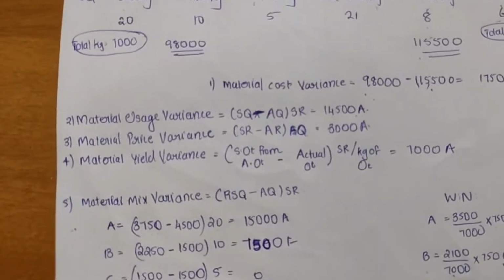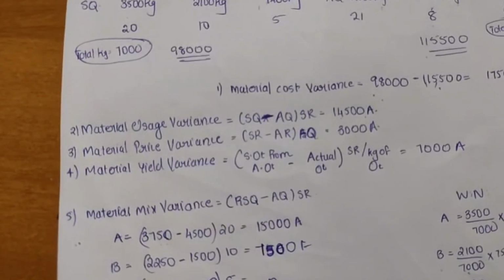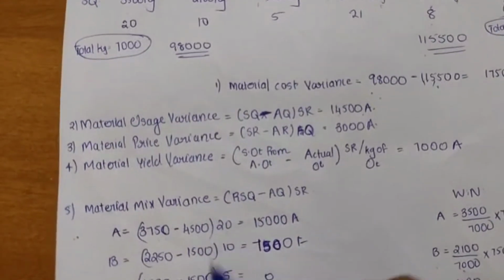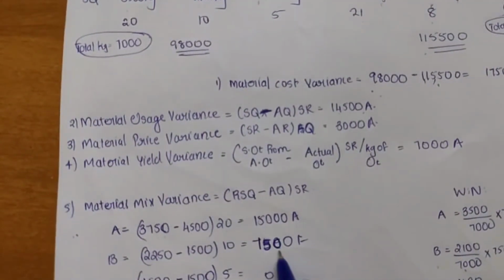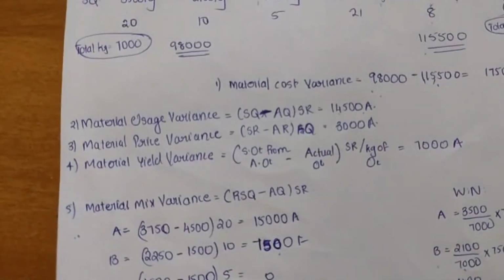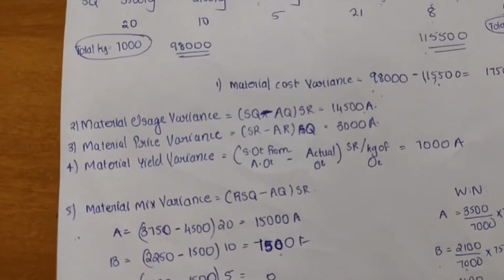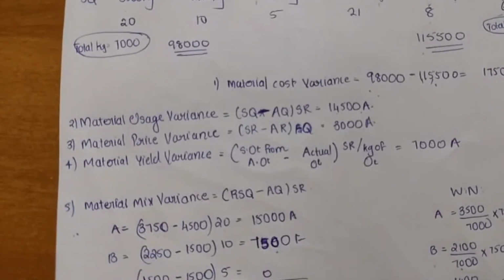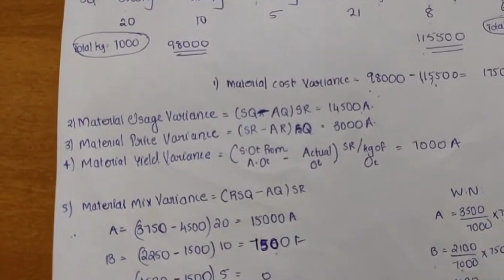in here it is 0, right? So it's 0 into 5, 0 only. So we are not considering this, we are only taking these two. And we ended up with 7,500 favorable in case of B, and we are taking the net effect, and we'll get 7,500 adverse. So this is the answer of material mix variance. So I hope this is clear for you, and this question is solved.